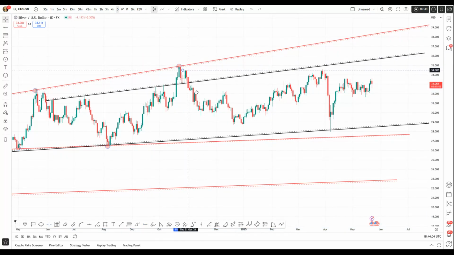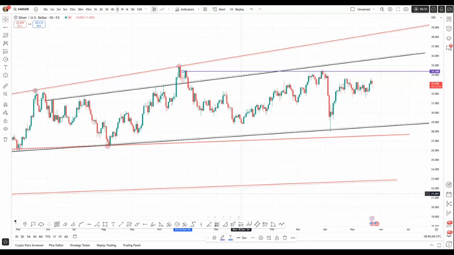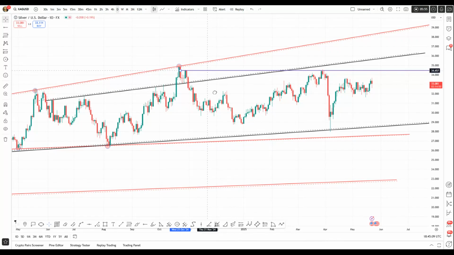Look at what happened here. When price returned, it respected this structure, which is at 34.368. And we have seen silver retrace from that level, right? That is pretty okay. That is okay for me. It is okay to see it that way.